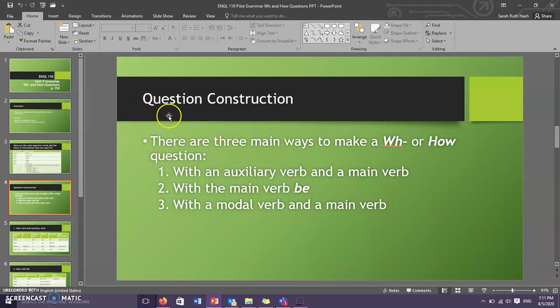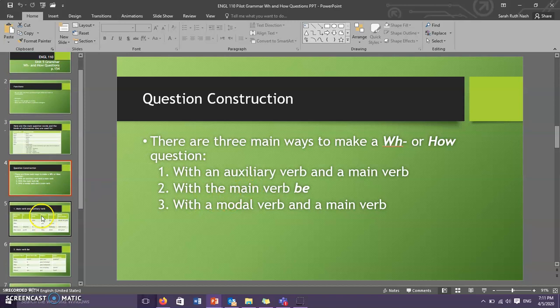But here we're making questions. We're making a whole question with it. And there are three main ways to make a WH or how question. We can do it with an auxiliary verb, a helping verb, and a main verb. So we have a helping verb and a main verb. We could do it with the main verb be, right? So am, is, are. And we can do it with a modal verb and a main verb. So let's look at the different ways.